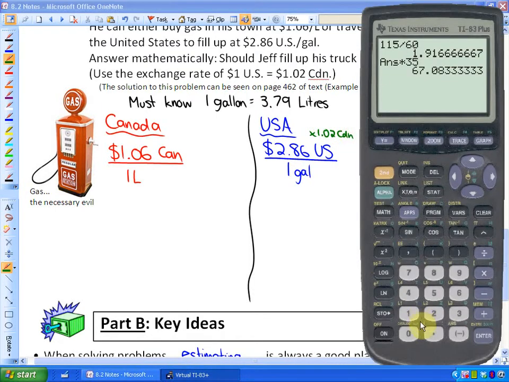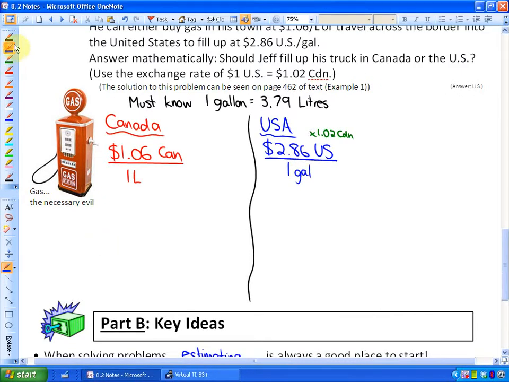So 2.86 times $1.02 is about $2.92 Canadian. So it's costing $2.92 Canadian for 1 gallon. And we also know, if you look at previous lessons, that 1 gallon contains 3.79 liters. So if I'd like to convert that, I know I'm going to multiply that by 3.79.